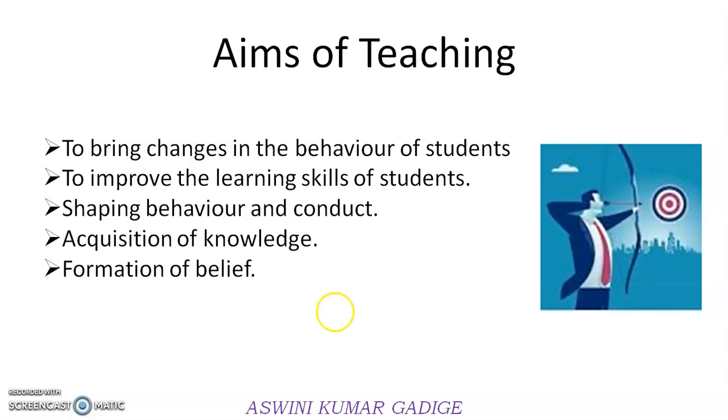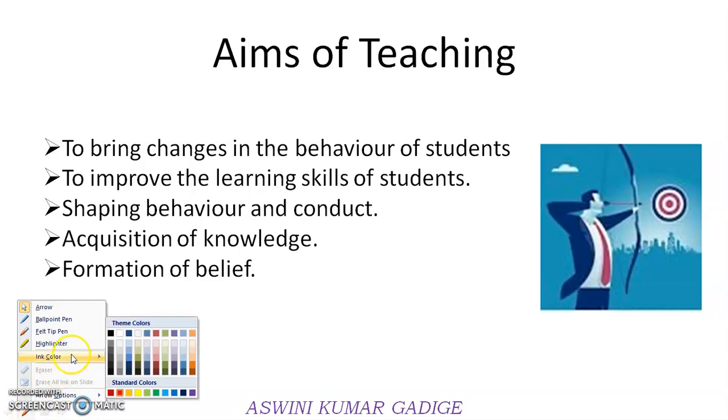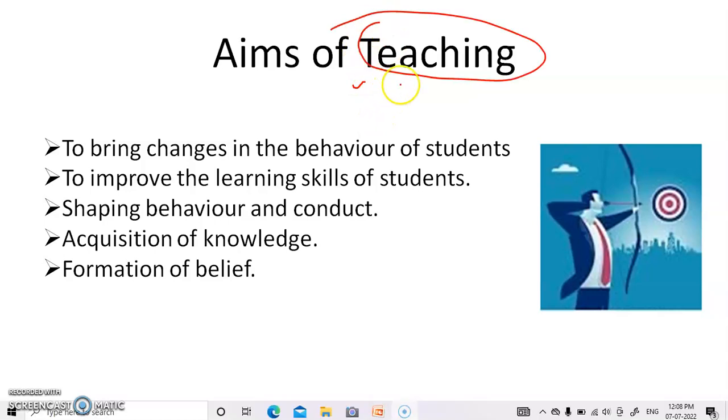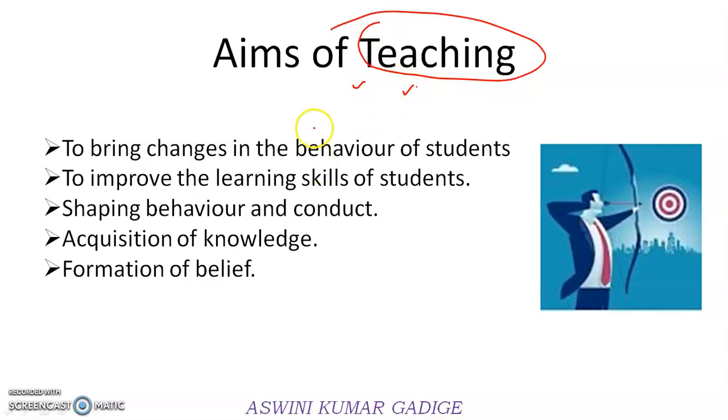The main aim of teaching is to bring changes in the behavior of the students. Most of the time we get this question: what is the important aim or objective of the teaching or learning process? The objective of the teaching or learning process is to bring changes in the behavior of the students. It is the first point.